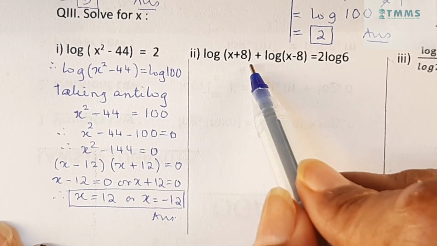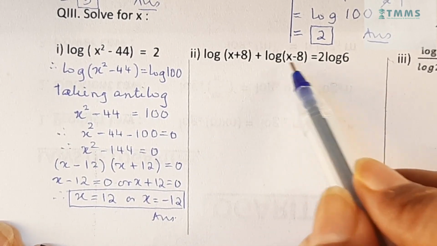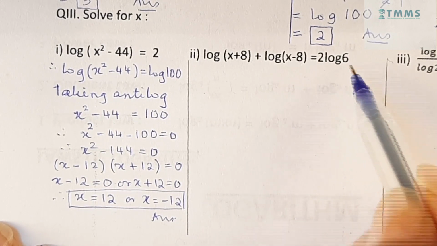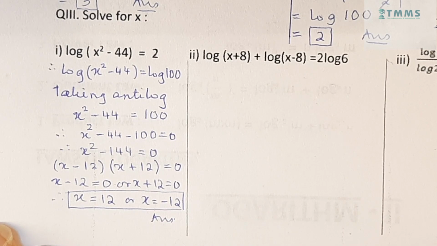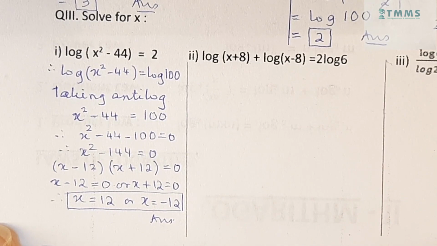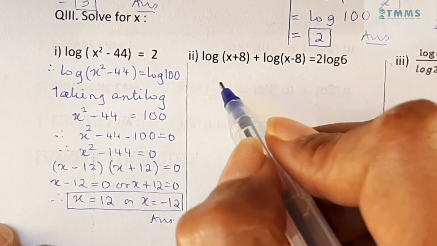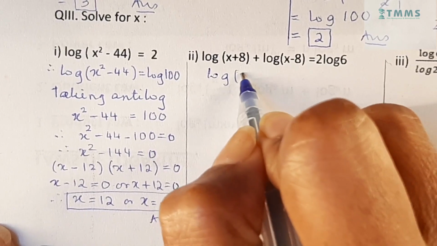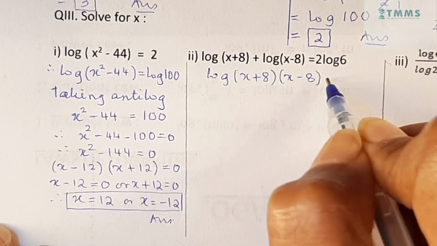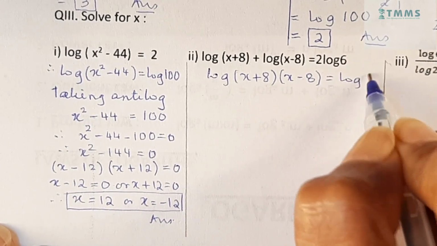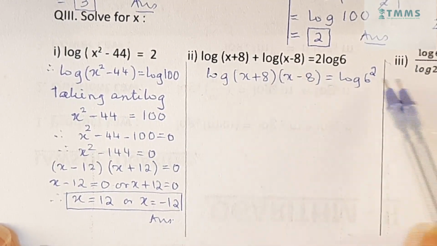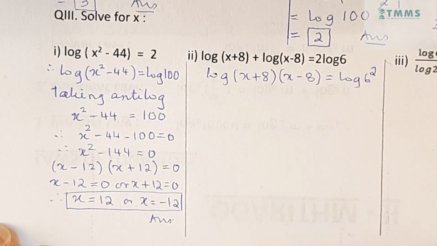Log of x plus 8 plus log of x minus 8 is equal to 2 log 6. Now, what is the rule that we have to use? If the logs are added, the numbers will be multiplied. And so, what do we write for this? Log of (x plus 8) into (x minus 8) is equal to log of 6 square. So here we have used the product law and here we have used the power law.